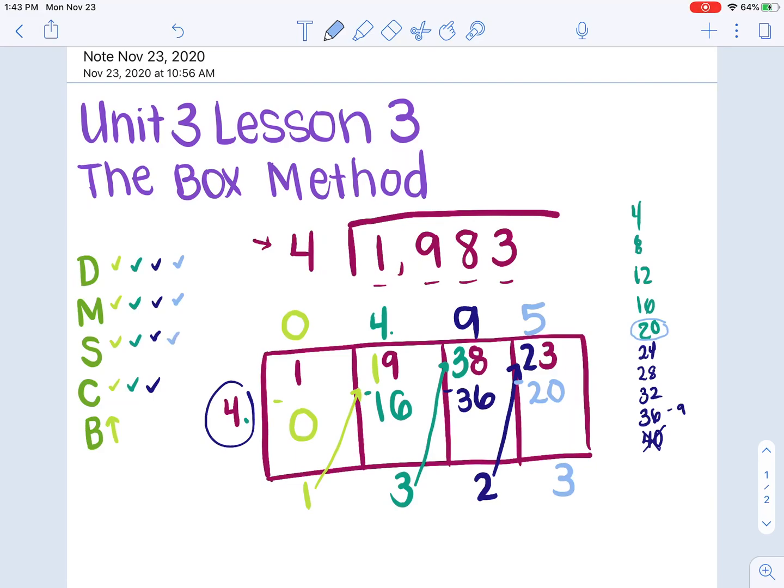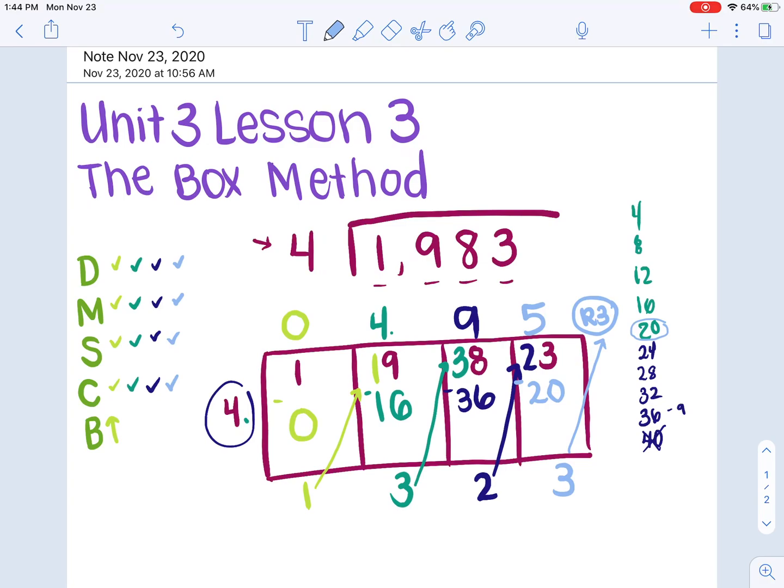Then I'm going to check. Is 3 smaller than 4? Yep. Now I'm going to bring up. Since there's no more numbers, my 3 becomes my remainder. Remainder 3. 1,983 divided by 4 is 495, remainder 3.